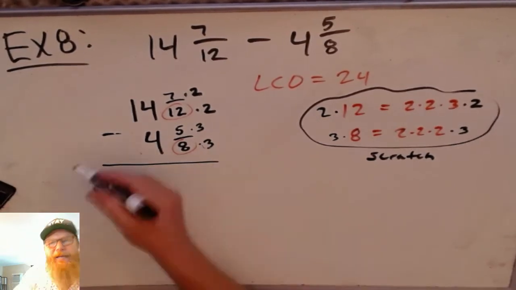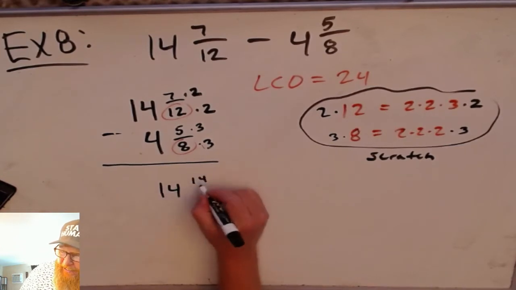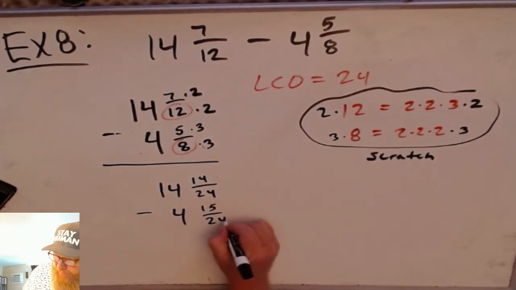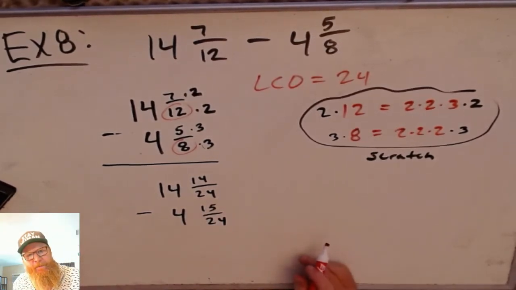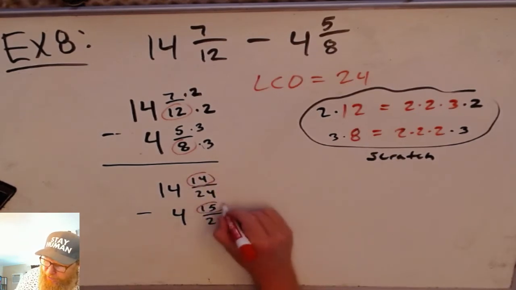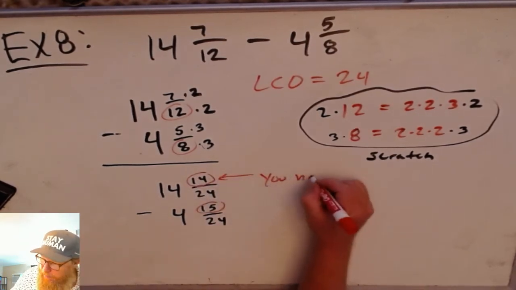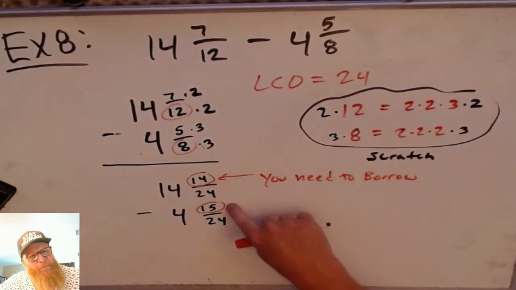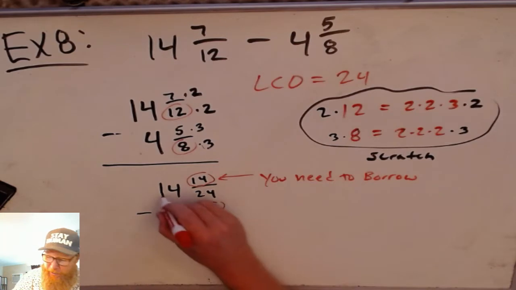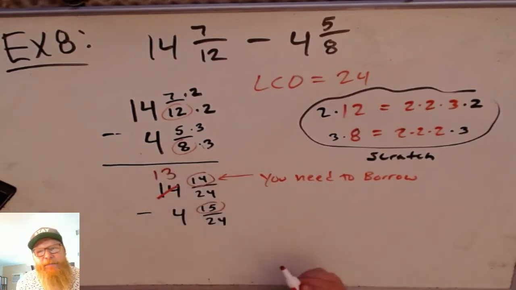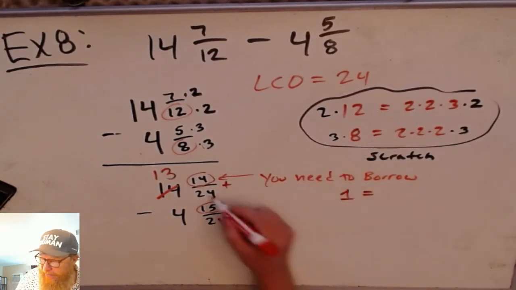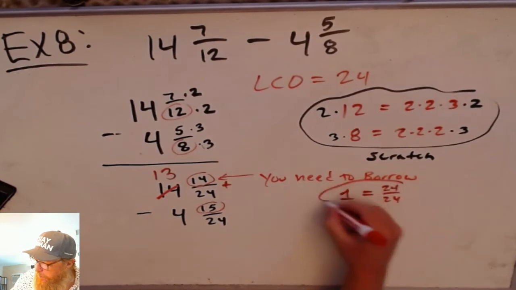All right. And I like to rewrite it one more time. 14 and 14 24ths minus 4 and 15 24ths. So now look here in the numerators, you're going to need to borrow. Yeah, 14 is smaller than 15. So we need to borrow. So we're going to borrow 1 from the 14. That's going to make that a 13. And then we're going to add 1 in a special form that's going to be 24 24ths.